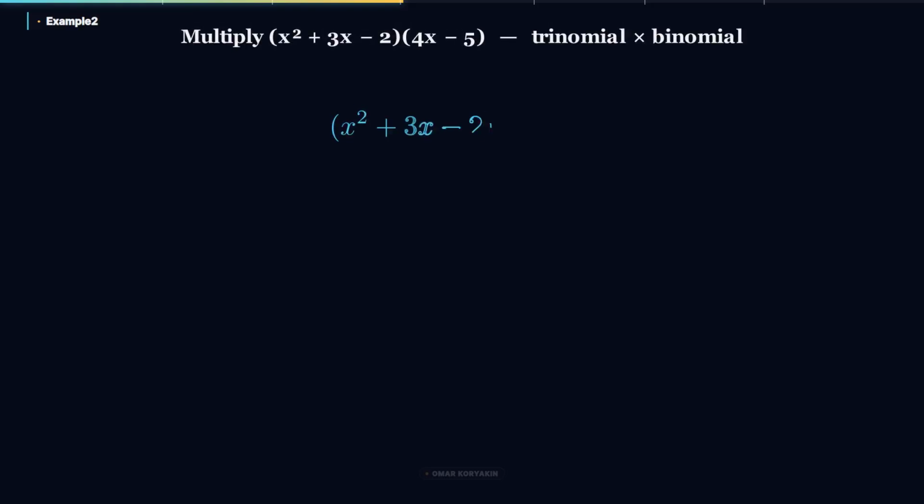Here is a second worked example. Multiply the polynomials x squared plus 3x minus 2 and 4x minus 5. The first is a trinomial with 3 terms. The second is a binomial with 2 terms. Expected number of pairwise products: 3 times 2 equals 6. Step 1. Set up the 6 pairwise products.